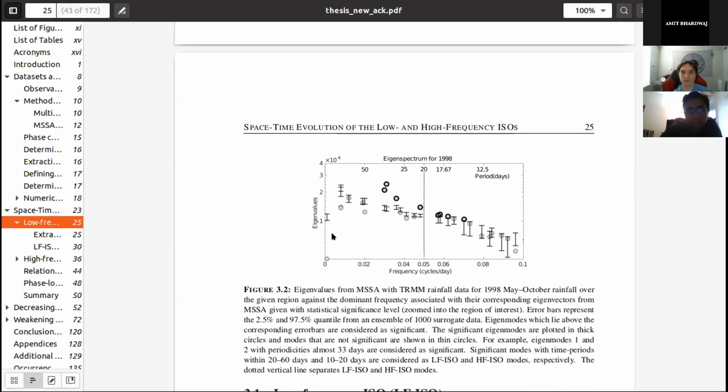So if the eigenvalues are less, then we can approximately say that they might contribute less. They have a very small variability. Eigenvalues basically represent the variability, or the variance explained, in these modes.